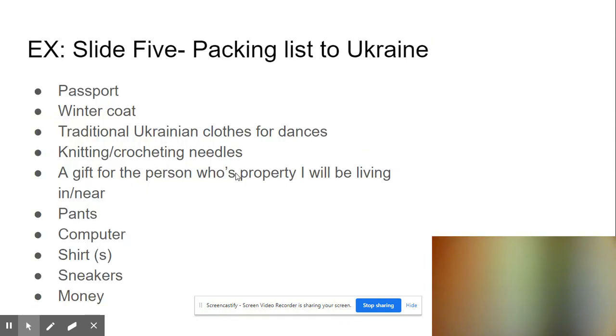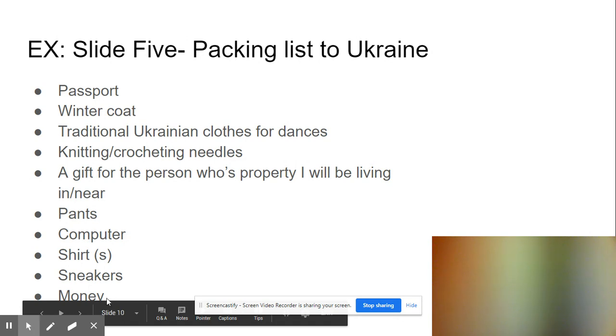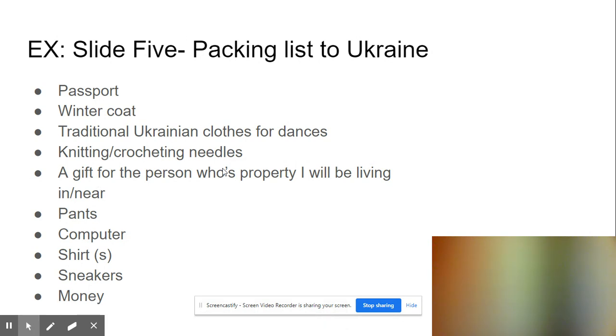Your fifth slide, you need a packing list to go to Ukraine, or to go to your UN country. So what do you need? She needs a winter coat. She needs pants. She needs sneakers. She needs money. She did a little research about the culture and found out that when you go to visit someone, you need to bring a gift. So she's got to have little tiny gifts to bring to people in the Ukraine.